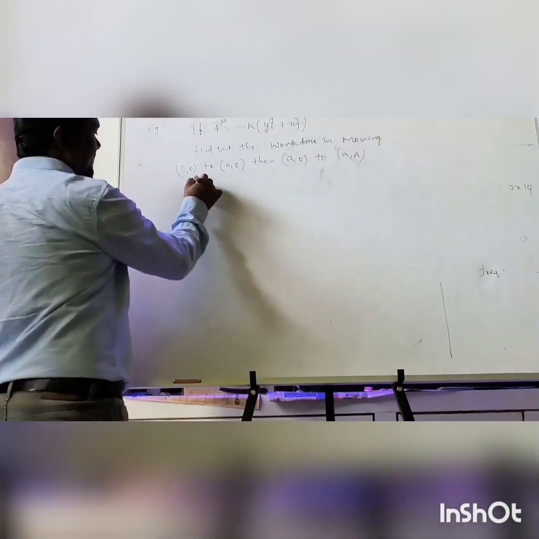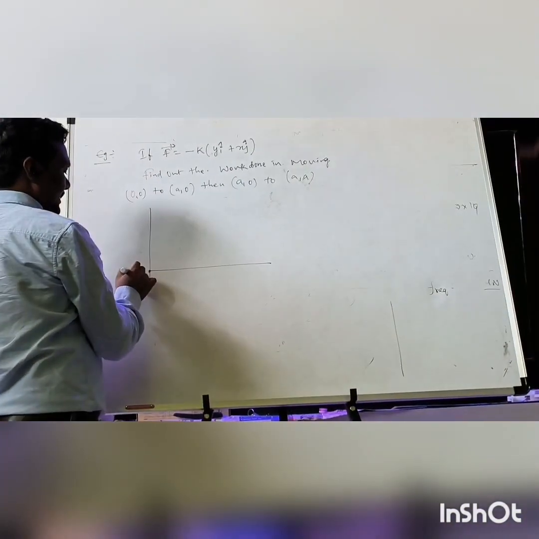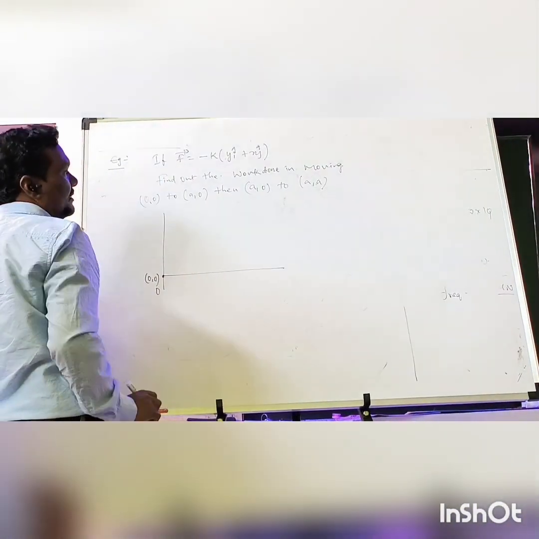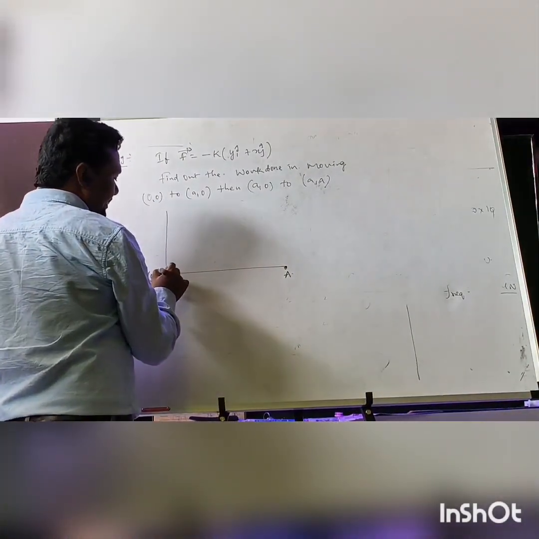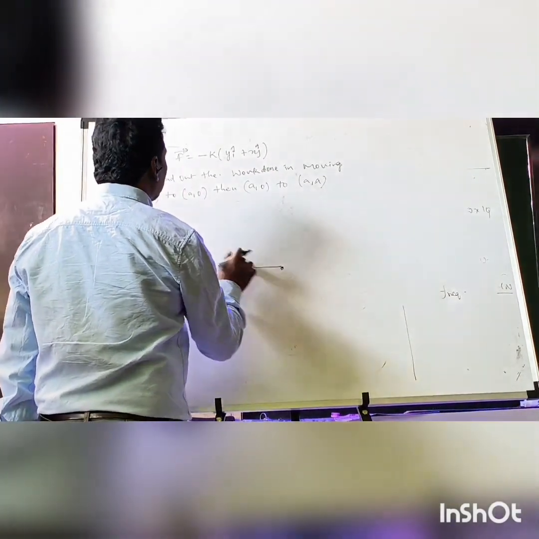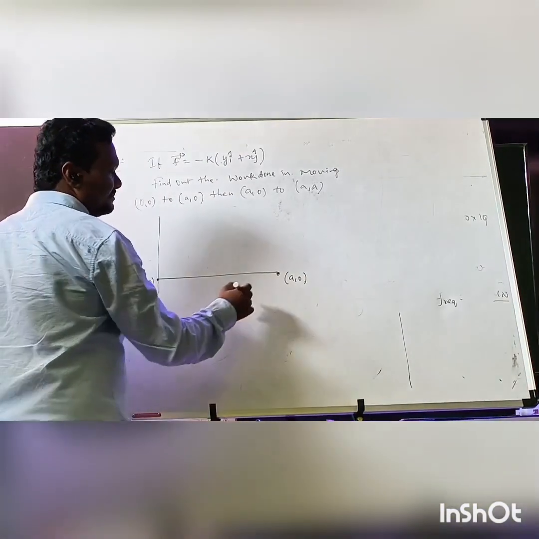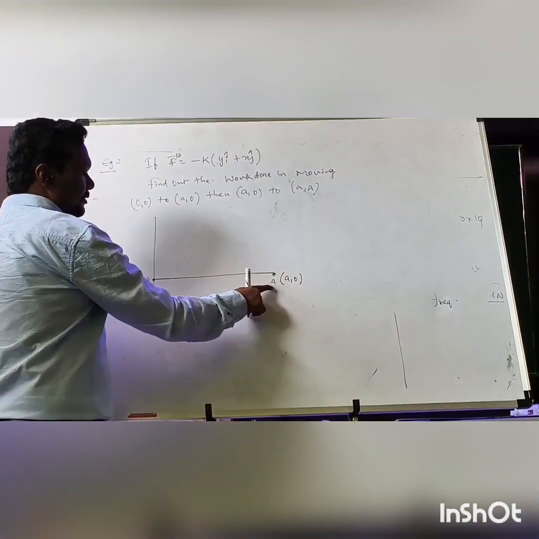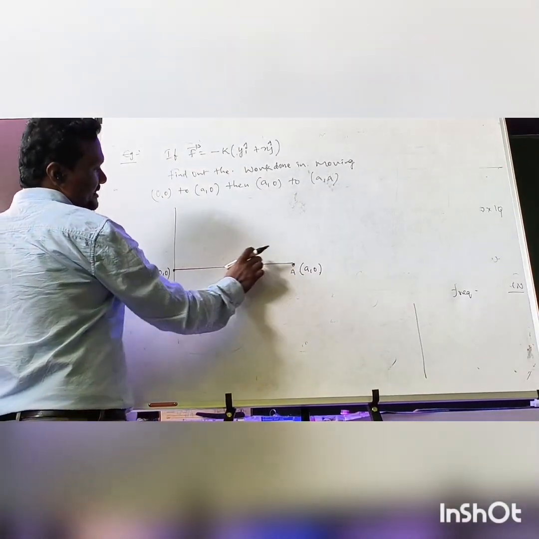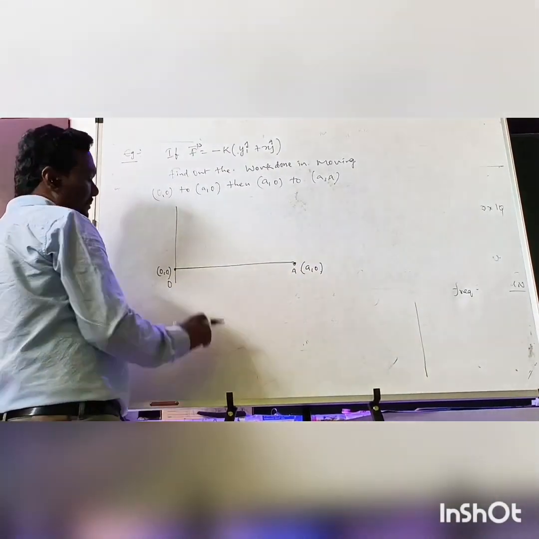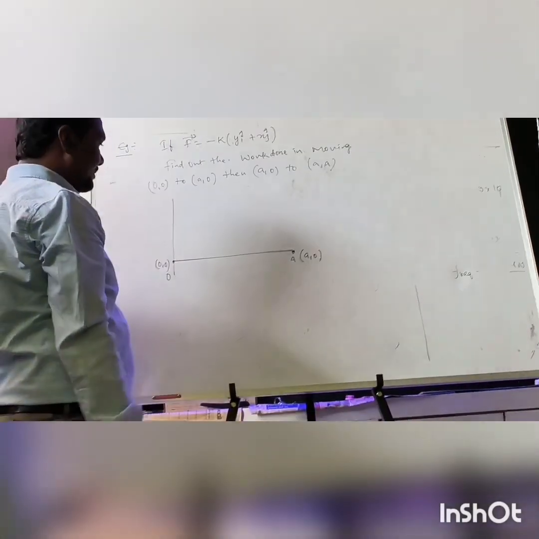Suppose this is the position of the ball. Let this be 0, 0, the origin O, and let this be A. The particle is moving from O to A, and the coordinates of A are a, 0. So the particle is moving along the x-axis. When the particle is moving along the x-axis, the y coordinate is equal to 0.